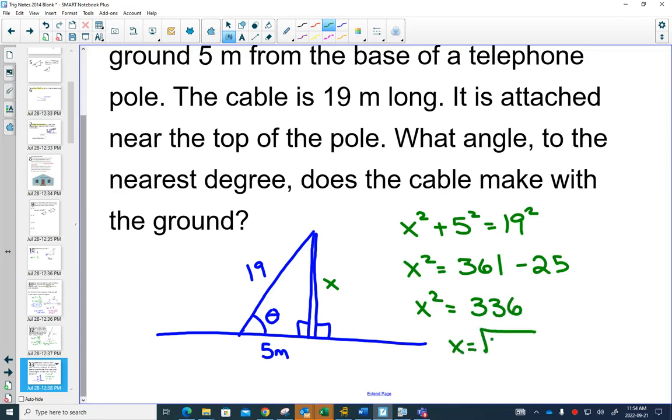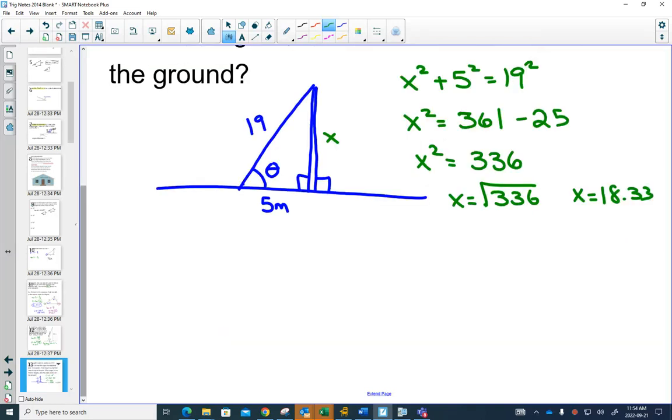I would leave it as the square root of 336, but we could go to our calculator and have a decimal. Why is leaving it as a square root of 336 nice? Because it is exact. 18.33. If you used 18.33, it would be pretty accurate. But now I can use tangent.